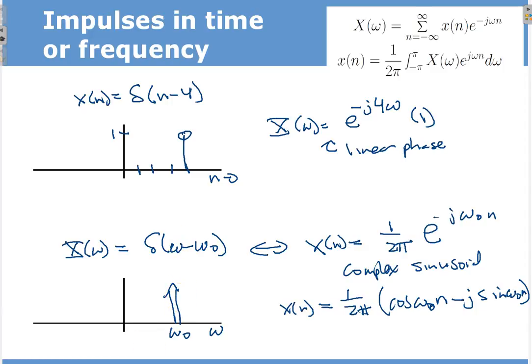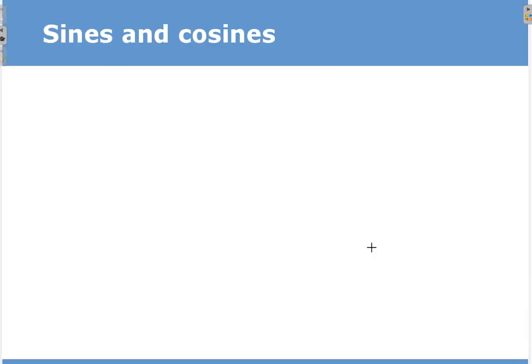Okay, so this result we just got here, we can use to get another Fourier transform pair. These are not really pairs, right? This is just me shifting around the previous answer. But we'll use this answer here to look at sines and cosines.